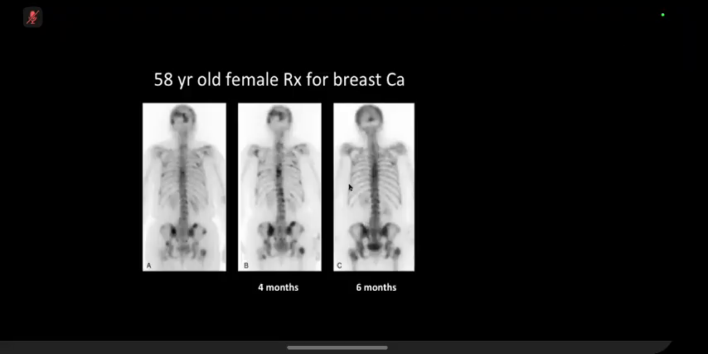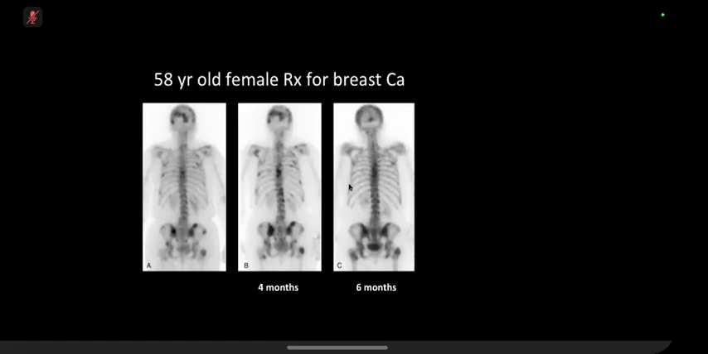So I've got 3 images at the start, 4 months and 6 months. So the first 2 images demonstrate a significant uptake in the vertebrae, multifocal uptakes in the ribs. Then there is some uptake in the skull region and bilaterally in the pelvises as well, which would be in keeping with likely sclerotic metastases from breast cancer.